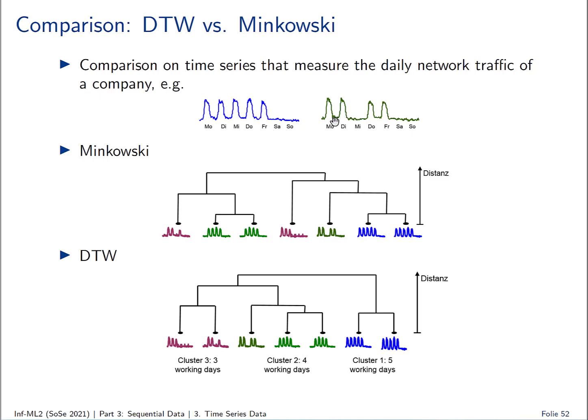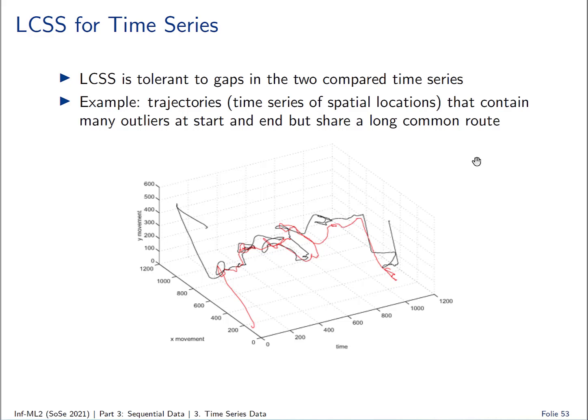So if you have a 4-day working week, then regardless of whether the public holiday is on Wednesday or on Monday or on Friday, you can warp along the time axis and see that you have these 4 peaks for the daily network traffic in the company, and you can align that properly so that you don't care where this public holiday was. Okay, so that's it for dynamic time warping.